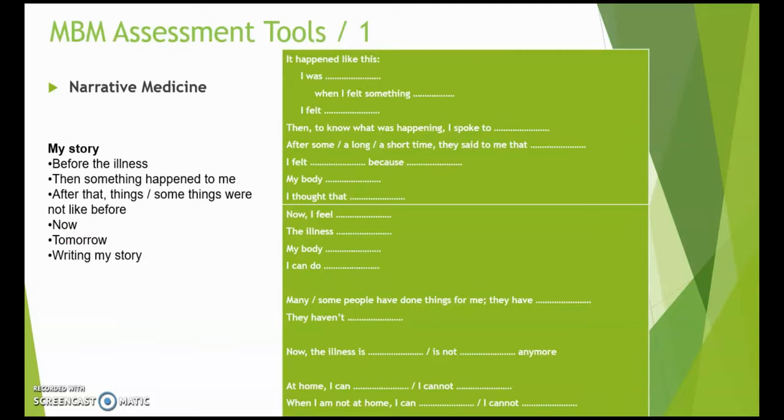So some of the assessment tools utilized from the perspective of mind-body contain a qualitative analysis. This is just one example, narrative medicine, that is both a therapeutic session as well as an assessment tool we utilize on the unit. And this is an example of what narrative medicine is. Now, narrative medicine contains some elements that are similar to narrative therapy, okay? Which is an integrative model utilized in psychology and psychotherapy.